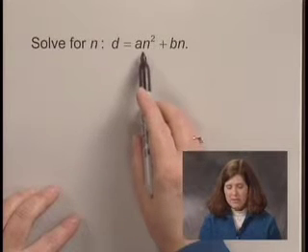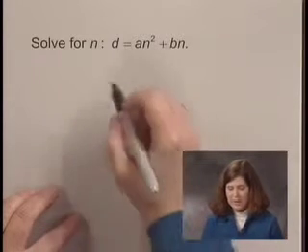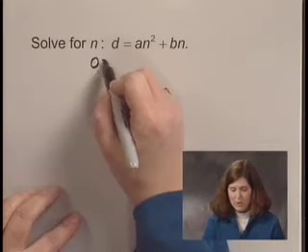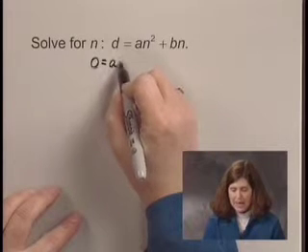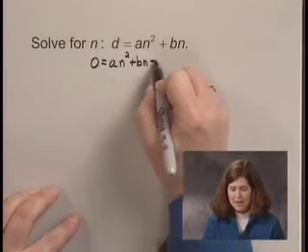To solve it, I will first subtract d from both sides to get 0 on one side of the equation. And that gives me 0 equals a n squared plus b n minus d.